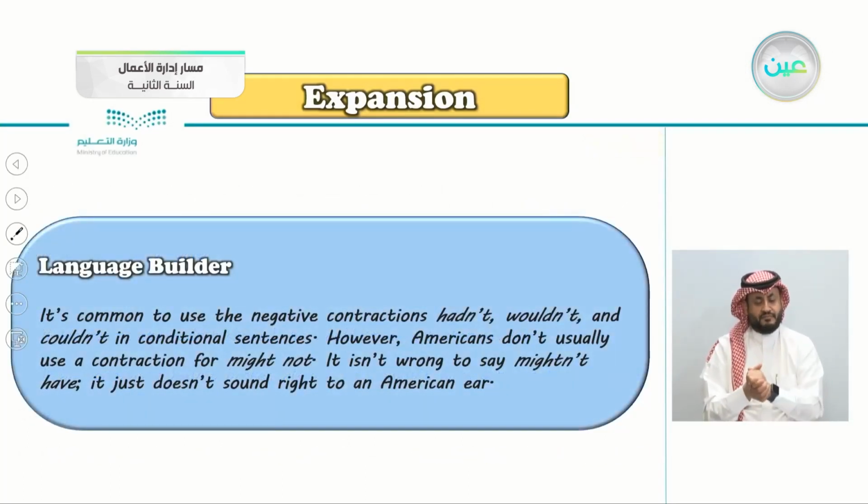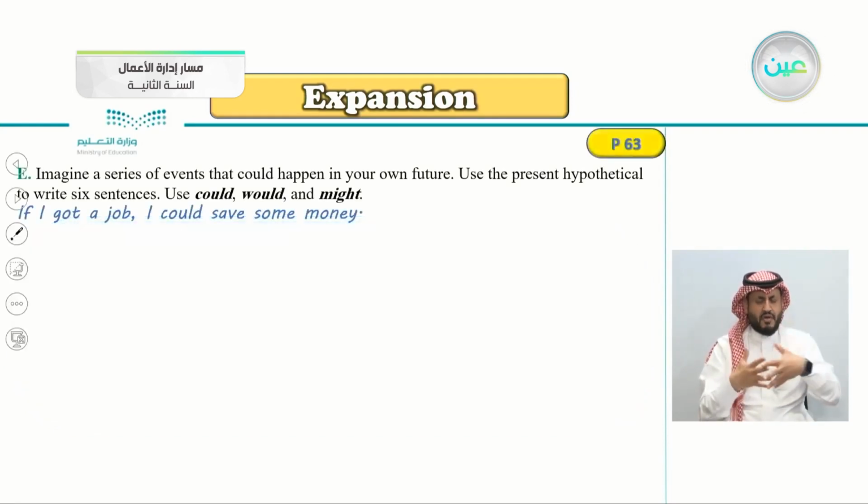And the language builder here for you, it's common to use the negative contractions hadn't, wouldn't, and couldn't in conditional sentences. However, Americans don't usually use contractions for might not. It's not wrong to say mightn't have. It just doesn't sound right to an American ear. So saying mightn't, short for might not, it's not wrong, but it doesn't sound right to the American ear.